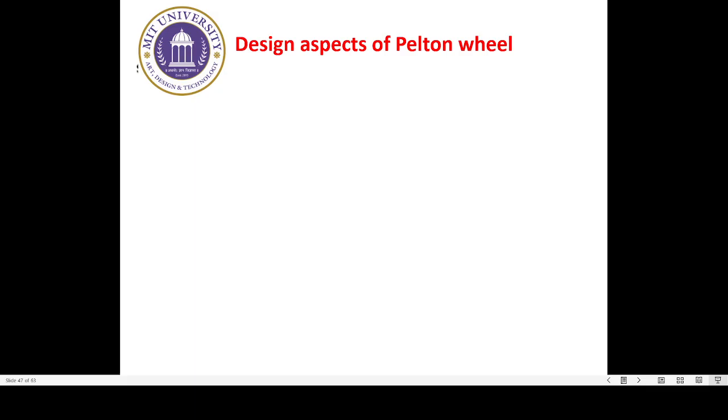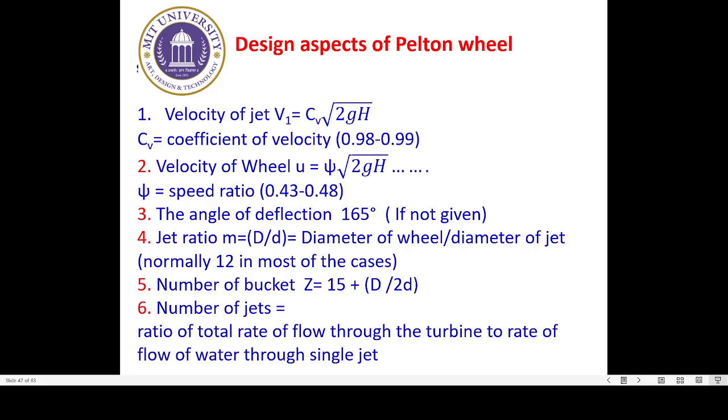Coming on to the design aspects of the Pelton wheel. So these are some of the parameters which are taken into consideration for the design of a Pelton wheel with respect to the given data. The absolute velocity of the jet V1 is given as Cv times the square root of 2gH, where Cv is known as the coefficient of velocity, and its value ranges between 0.98 to 0.99. H is the net head which is available at the inlet of the turbine.